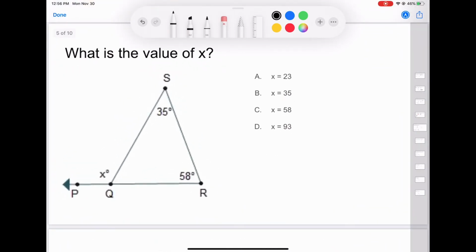This question asks, what is the value of x? Well, what did we learn? We learned that if we want to find the measure of an exterior angle when we're given two remote interior angles, we can just add the two remote interior angles together to find the exterior angle. Therefore, we can add 35 plus 58 to give us the measure of angle x. And so I'll plug that into my calculator. 35 plus 58 gives me 93. And thus the value of angle x is 93.